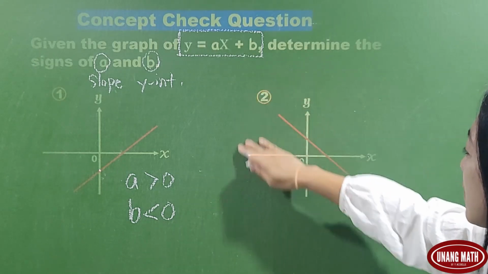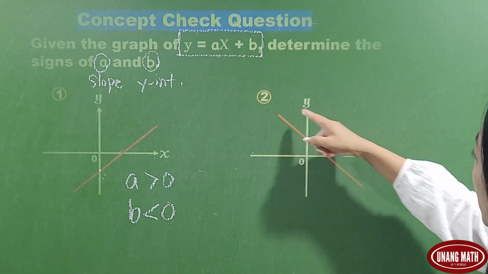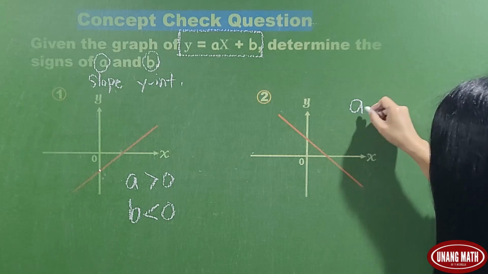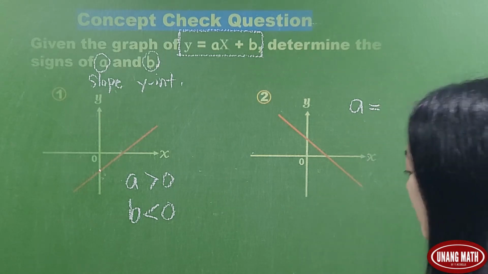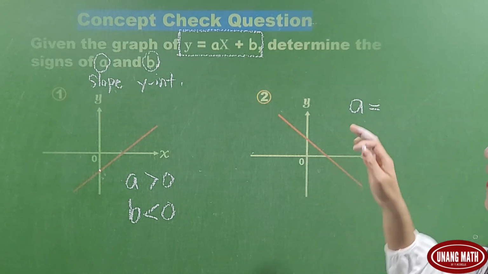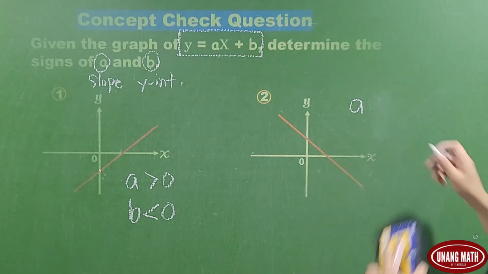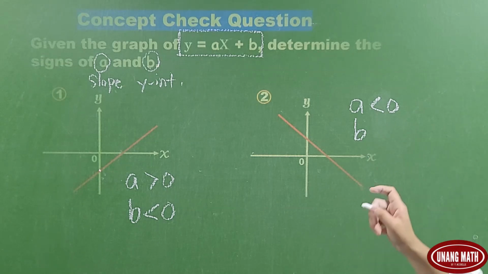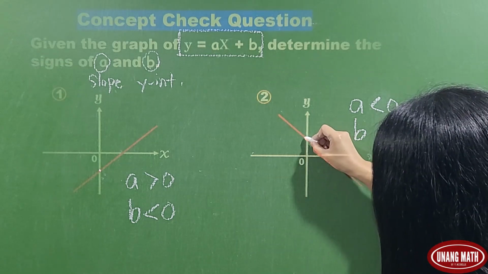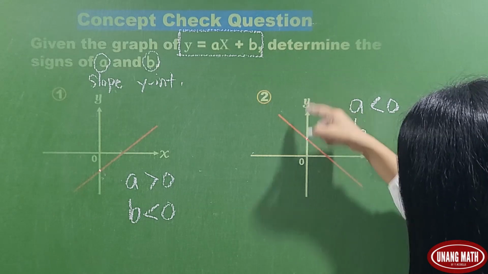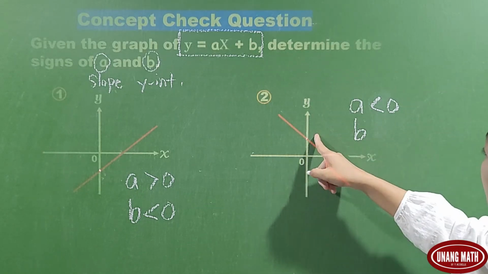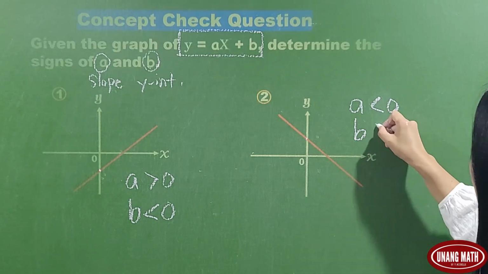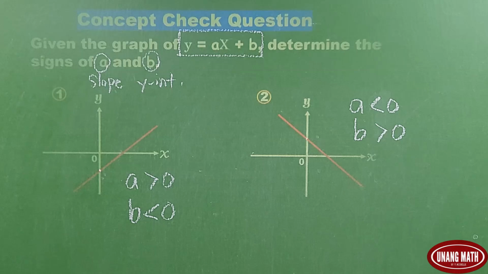What about the second graph? This graph slopes downward. So that means a, our slope, is a negative number. So a, the slope, is less than 0. What about the y-intercept, or b? This graph passes through the positive y-axis. So it means b, the y-intercept, is positive. So b is greater than 0.